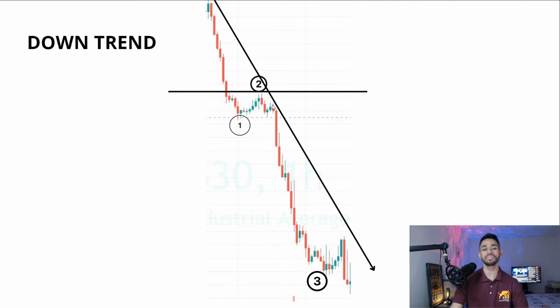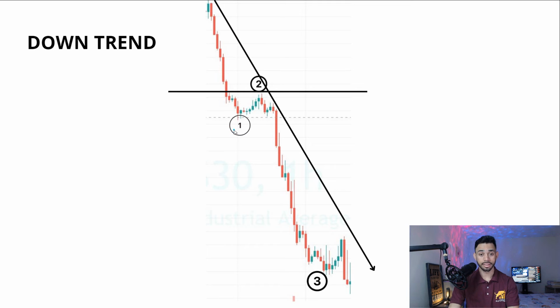Buyers try to take control, but they couldn't. Sellers are way too strong and they overcome the power of buyers. And it applies all the way until the trend gets into another key level. So simple, as you can see.